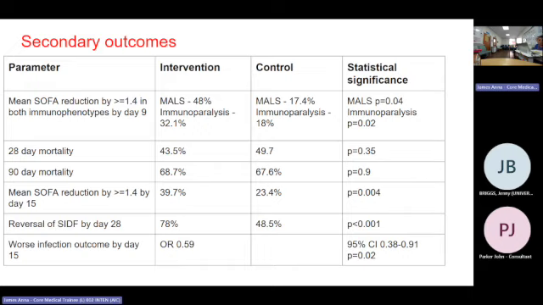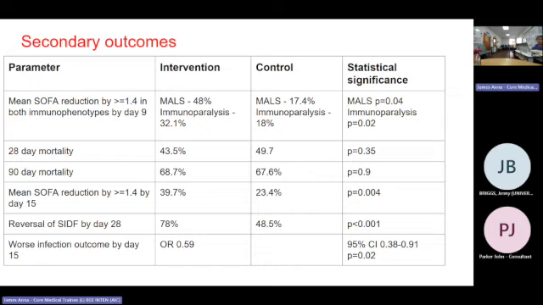The next thing they looked at was the SOFA reduction by day 15, to see whether this response was just transient or whether it was maintained. Again, it showed that there was an improvement with the intervention, and that was also statistically significant, with a p of 0.004.